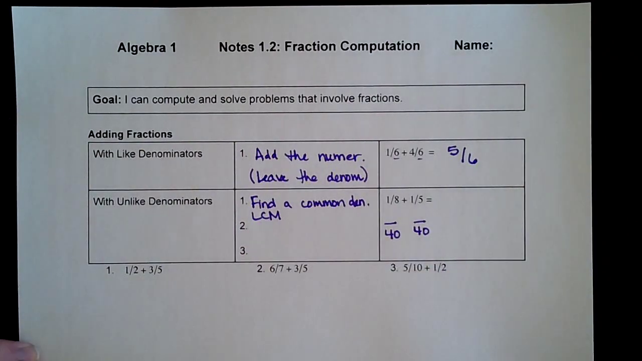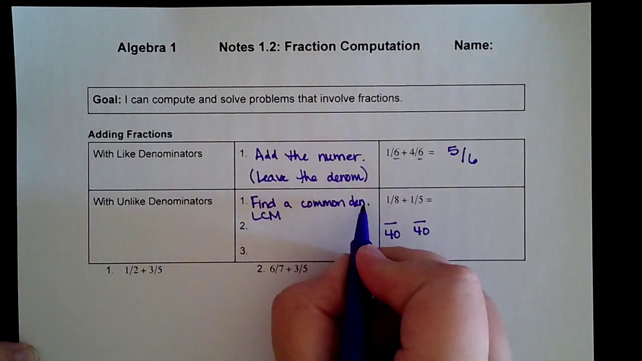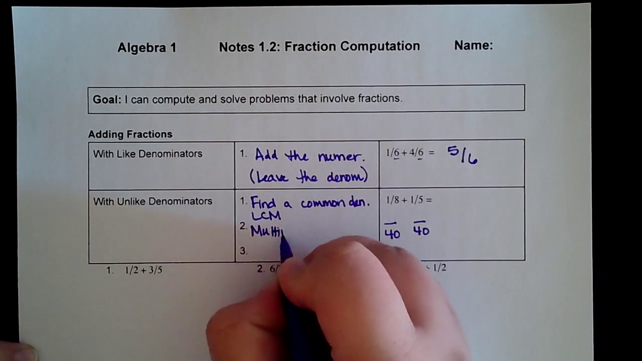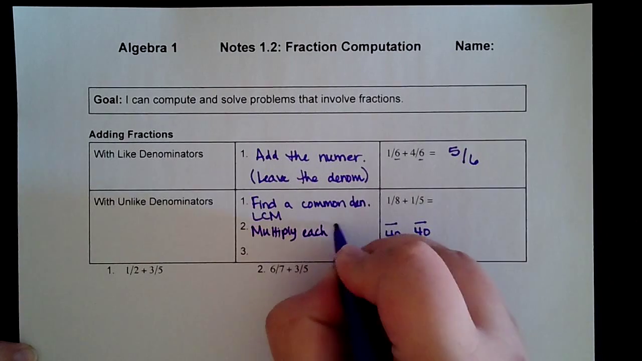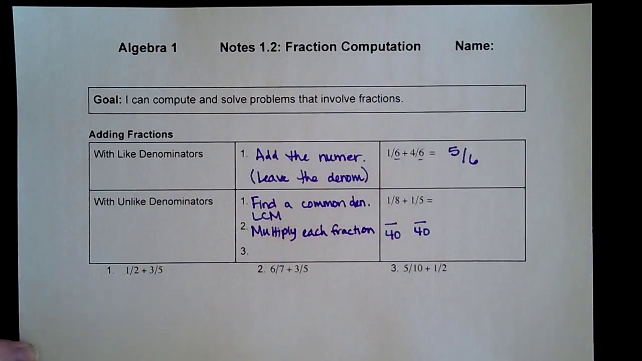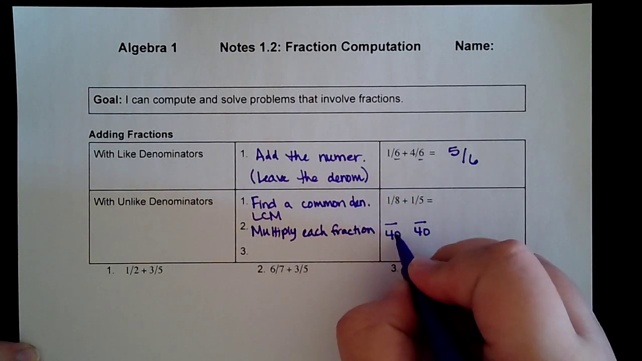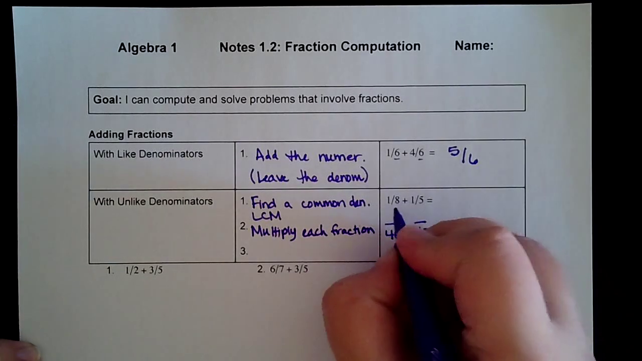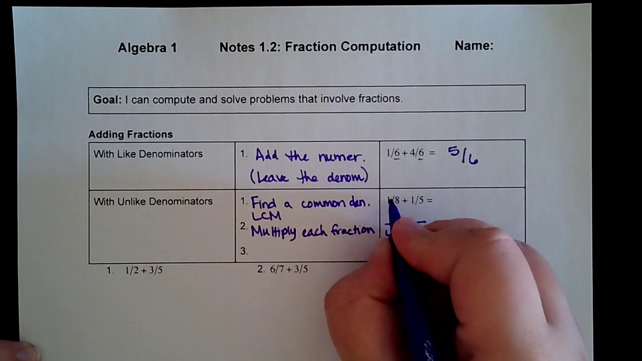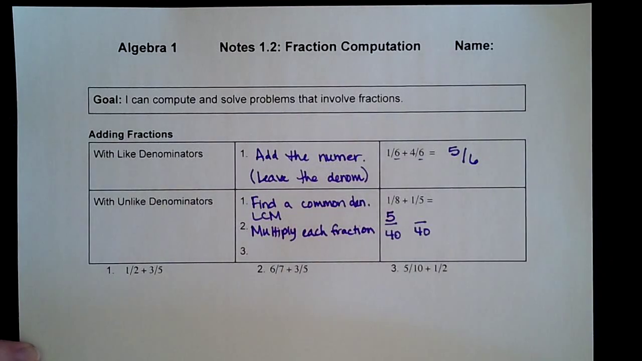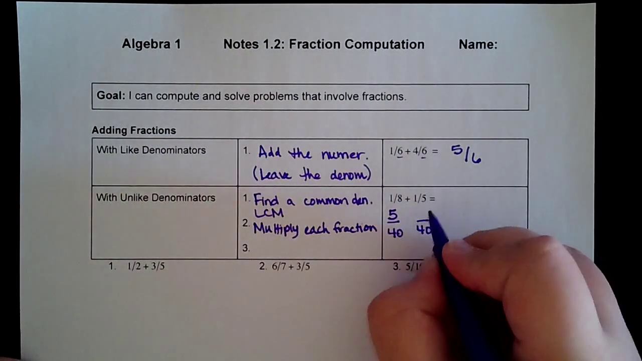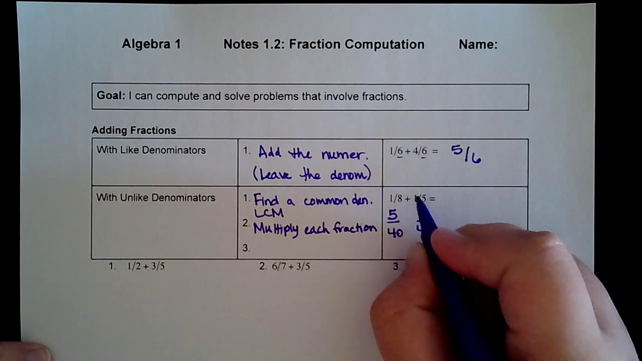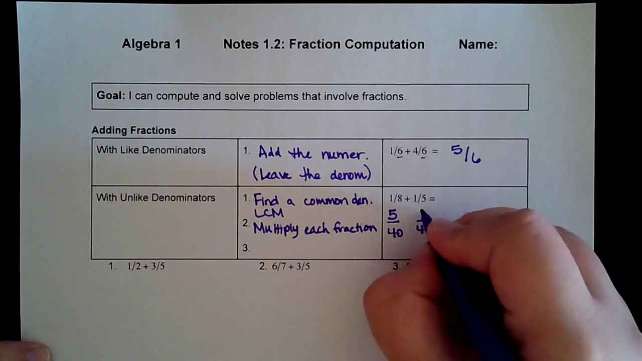Because once they have the same denominator, we're going to use the same steps as we did up here. So once we have found that common denominator through finding the least common multiple, we need to multiply each fraction to get that LCM. So to go from 8 to 40, I had to multiply by 5. So I'm going to do the same thing to the numerator. 8 times 5 is 40. 1 times 5 is 5. That's pretty simple. Same thing over here. When I went from 5 to 40, I multiplied by 8. So I have to do the same thing to the numerator.